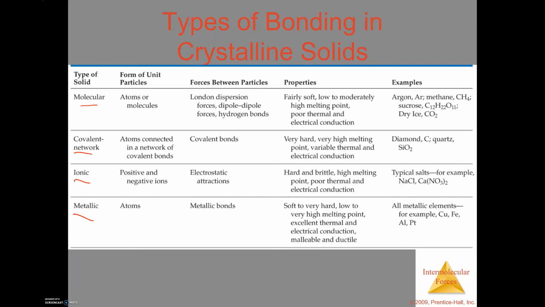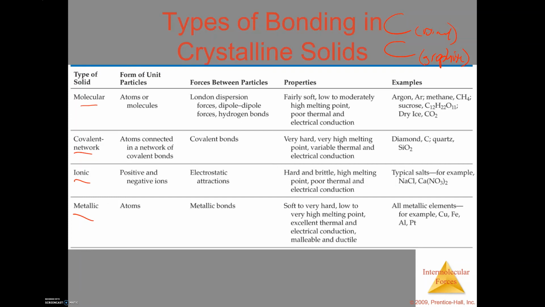Now, here's the trick though. When you look at diamond, or carbon in general, carbon can be in two different phases. It can be in a diamond phase. Yes, that's supposed to be diamond. And then it could be in a graphite phase. Which of those two are soft? Diamond or graphite? If you said graphite, then you're right.